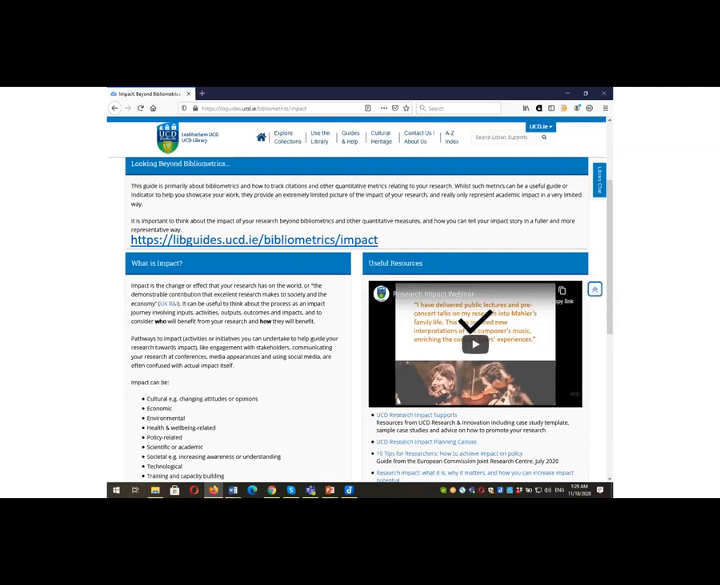Impact is a change, and this change could be cultural, for example, changing of attitudes or opinion, or economic or environmental, health and well-being related, policy related, scientific or academic, societal, technological, training and capacity building. And as you can imagine, the number of citations or number of articles don't really tell the story of this change. And UCD is really strong in showcasing impact in this broader sense. So if you're interested, they have this nice impact support, research impact planning and support materials.